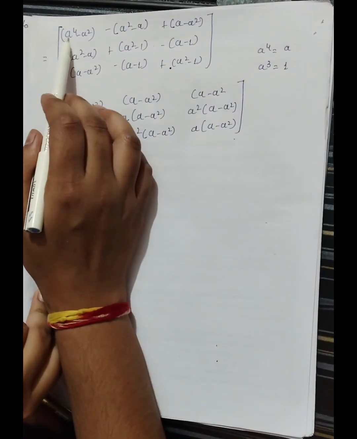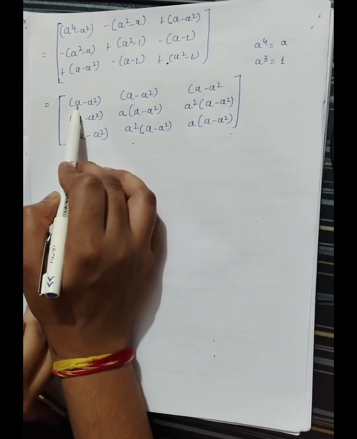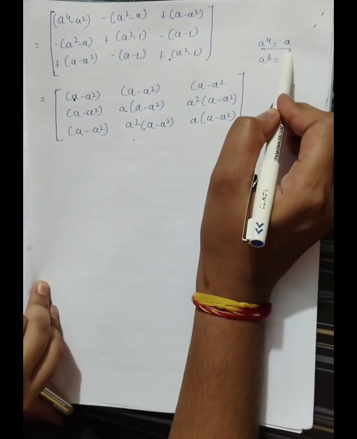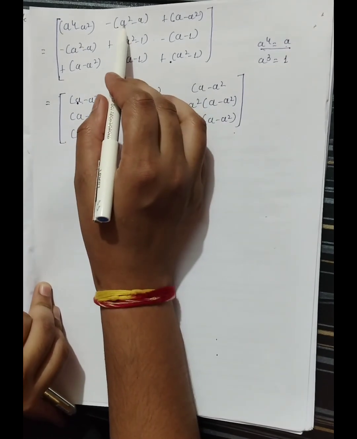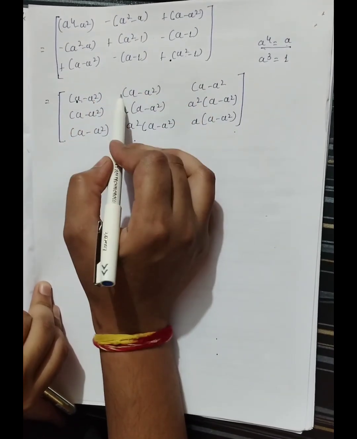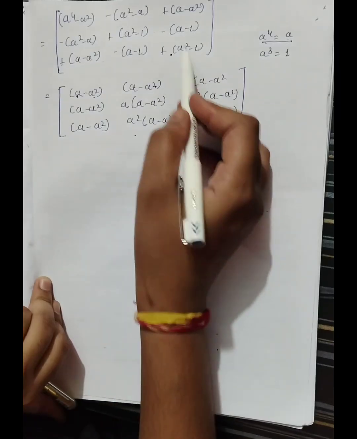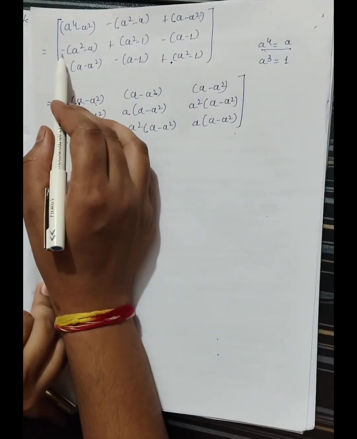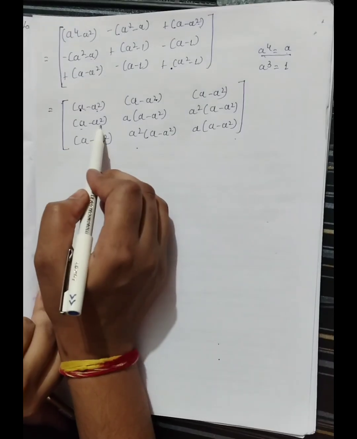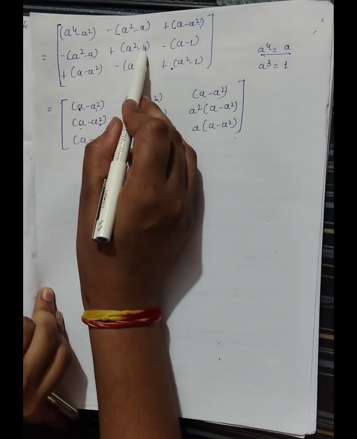See, in place of a power 4 I am writing a. Why? Because we already said that a power 4 is nothing but a. A square I am keeping as it is. Again here a square is there, I am taking minus as a common and writing a minus a square. Here a minus a square is already there, keep it like that only. Again here take minus as a common and make it a minus a square. This is a square minus 1.